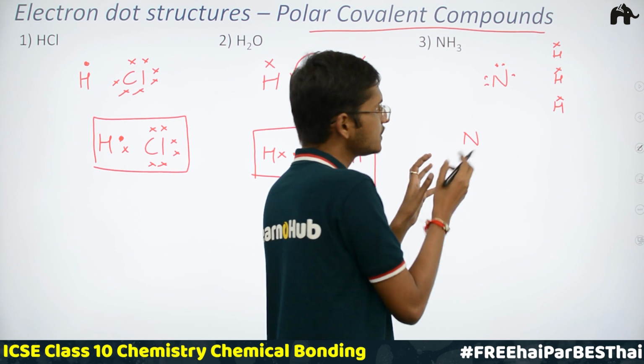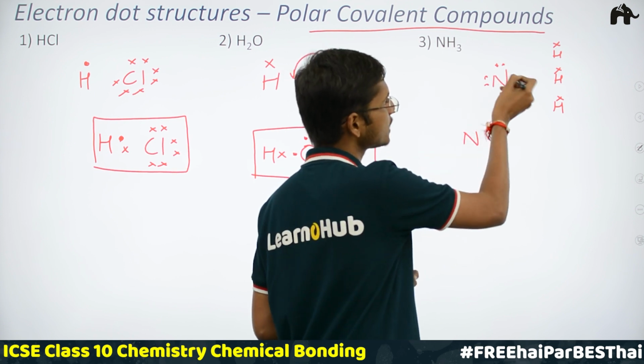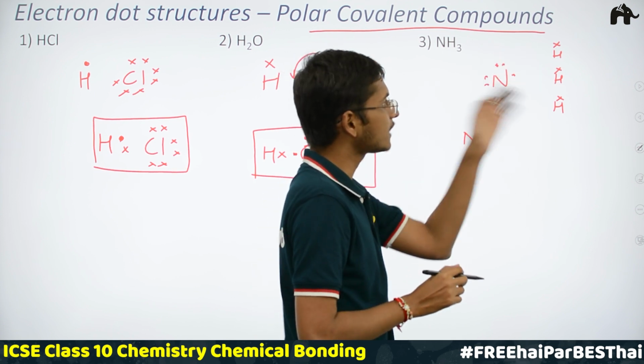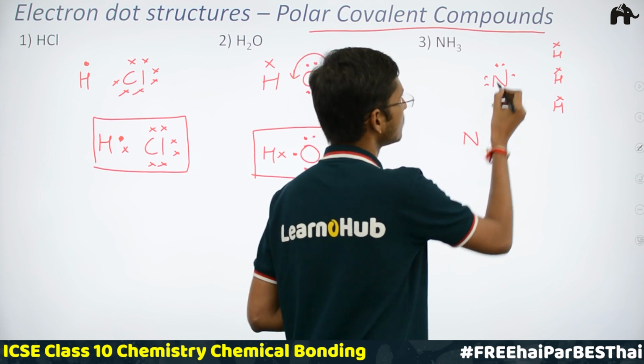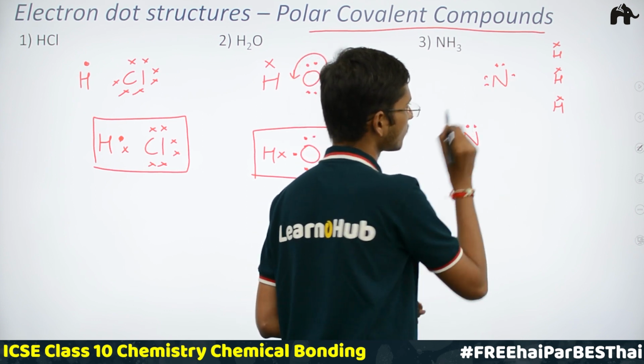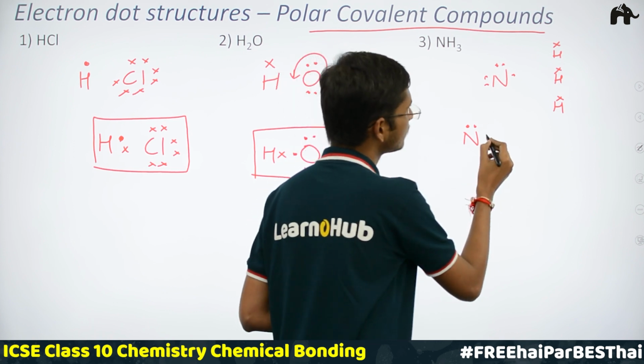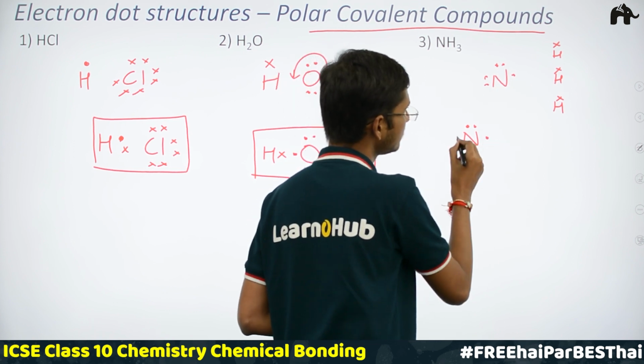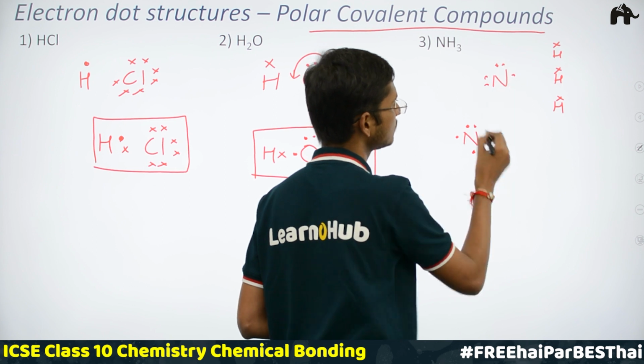It would share its 3 electrons with 3 hydrogen atoms, right? Now, since it is sharing, the remaining 2 electrons remain on top of it. Same way, it would bring its 3 electrons on the 3 sides in this way. Okay, 1 2 3, 1 2 3.